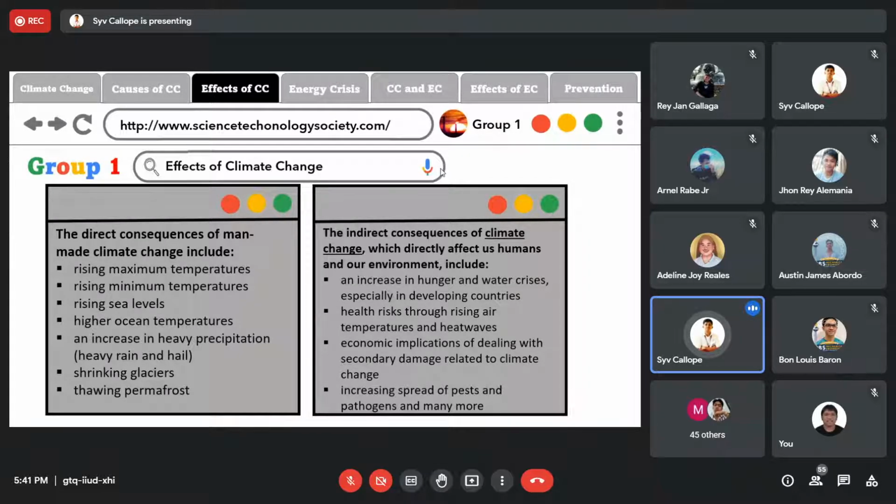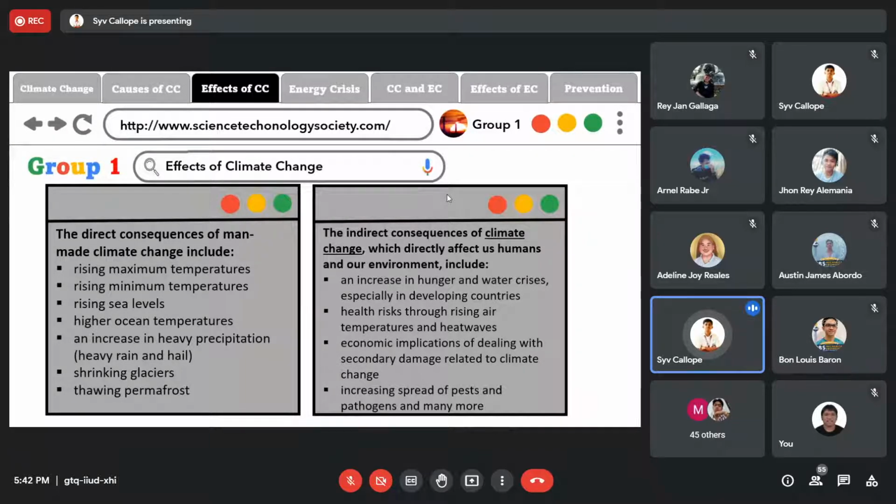The second one is the indirect consequences of climate change, which directly affects us humans and our environment. This includes an increase in hunger and water crisis, especially in the developing countries, health risks through rising air temperatures and heat waves, economic implications of dealing with secondary effects related to climate change, and the last one is the increasing spread of pests and pathogens and many more. And that's all on climate change.